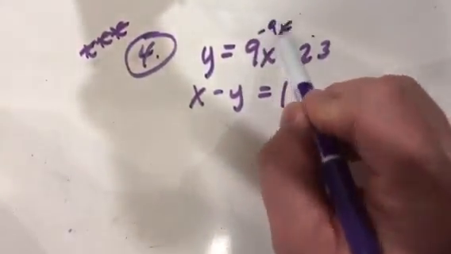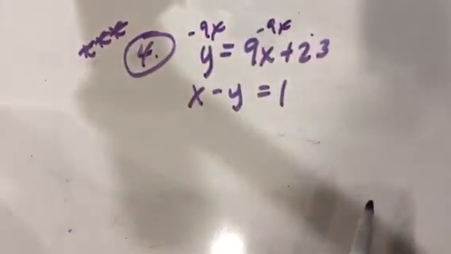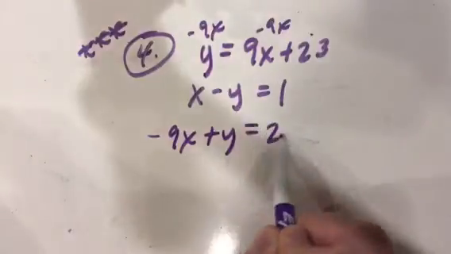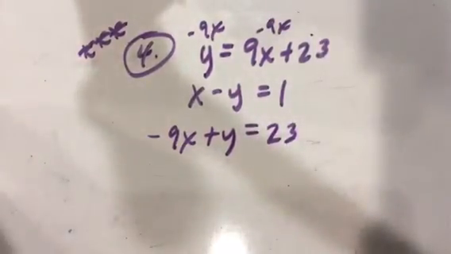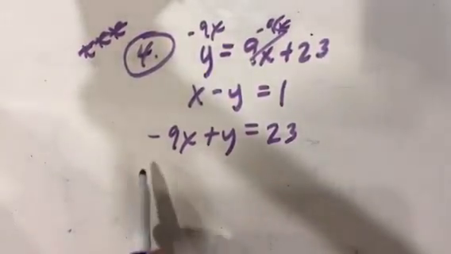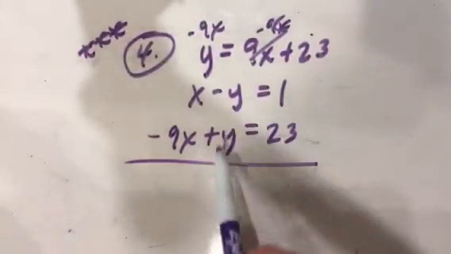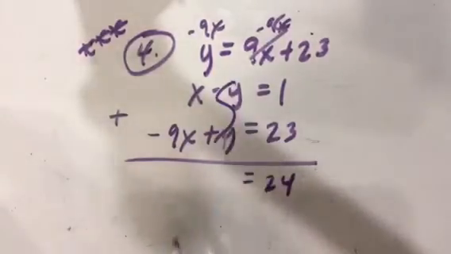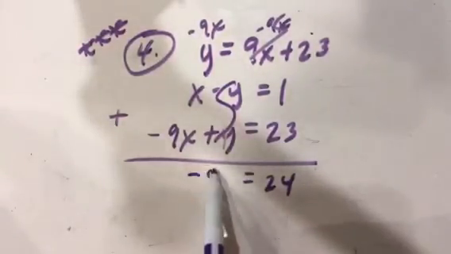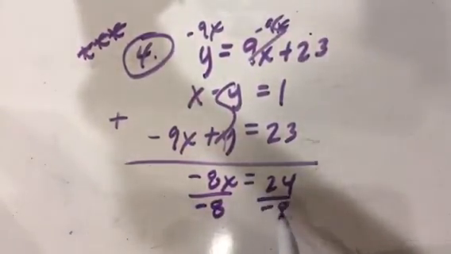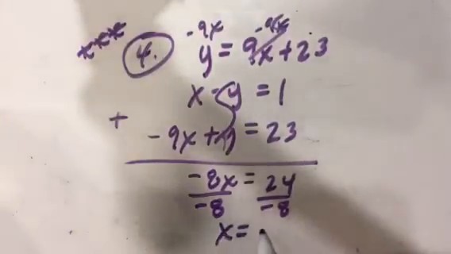If you will subtract 9x over to the other side, the top equation would become negative 9x plus y, and the 23 would still be over here. So just by moving the 9x, I now have a problem that's lined up and a problem that has exact opposites. So I could just add. We'll go to the back first. 23 and 1 makes 24. The y's cancel. X and negative 9x is negative 8x. Divide by negative 8. X is negative 3.